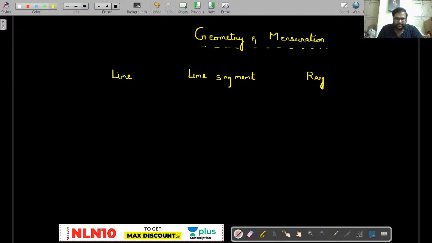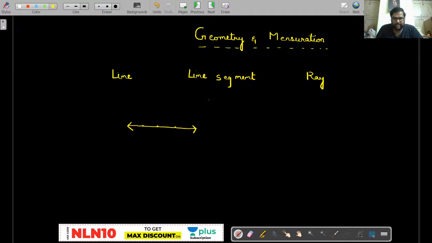Now, what is line? Now, observe here. On a surface, when there are more than 3 points collinearly, means on a straight line, by joining all these points, a line is formed, right? And one more point to be remembered, there will be no starting point and there will be no ending point for line. You can extend it infinitely, right? Now this is the definition of line.